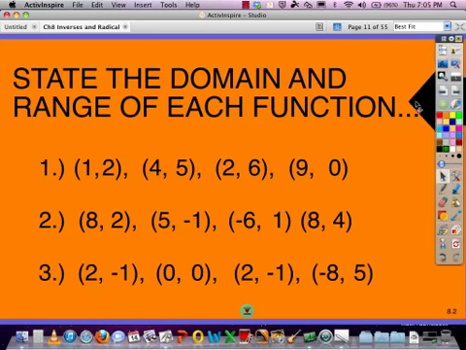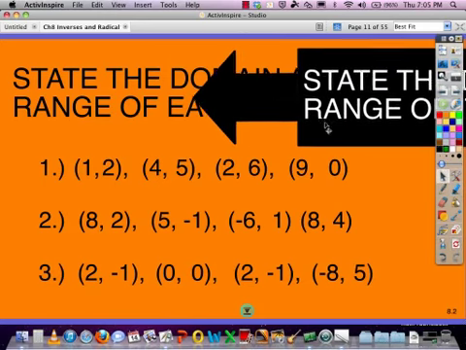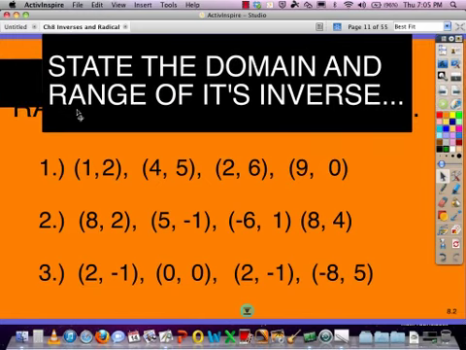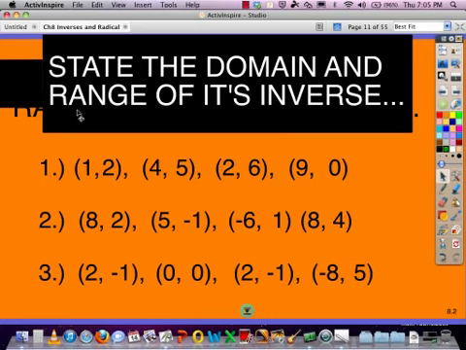And let's see what we're going to do with that extra arrow. So now if I would take the question and change it slightly to state the domain and the range of its inverse. Oh, so then you got to be thinking, what's its inverse? Ready? And based on our definition, state the domain of its inverse.